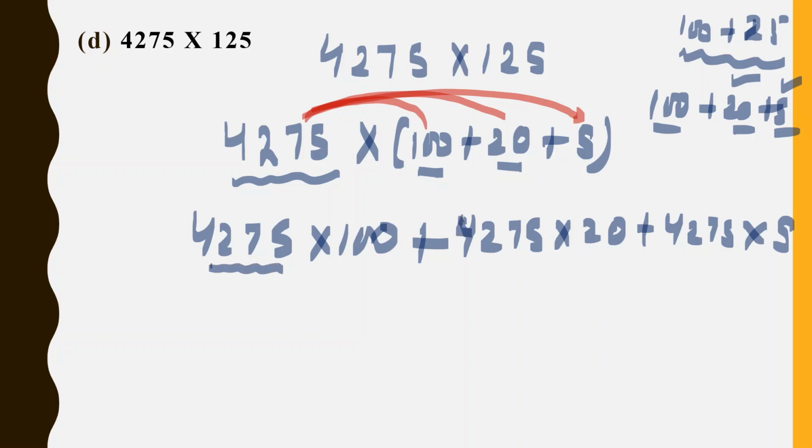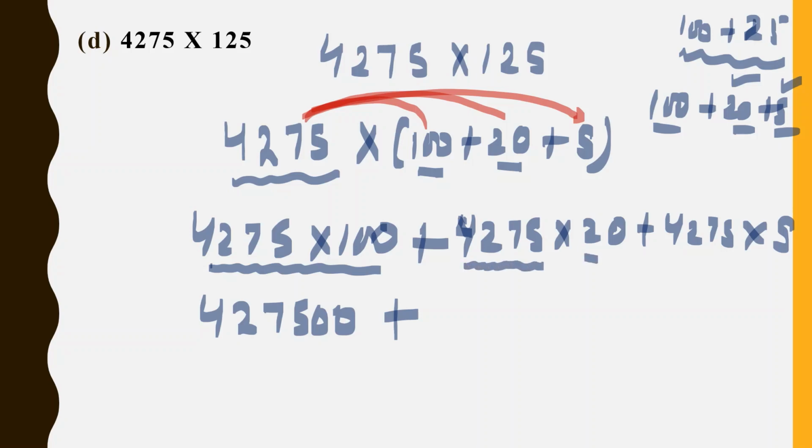Now see how easy it gets. You can do all these calculations mentally. So this becomes 427500, we just place 2 zeros after 5, plus. Now you have to double this, because when you multiply by 20 you double it, and don't forget to place a 0 after that. So when you double this, you get 85500, and after that the next one, 5 times, you get 21375.